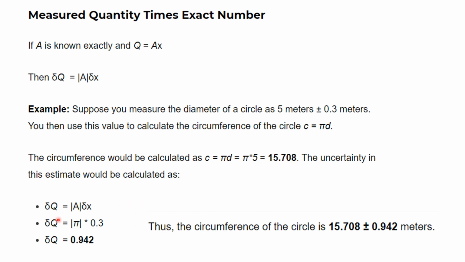But the uncertainty would be the absolute value of A, which is pi, times the uncertainty, which is 0.3. I do that calculation, I get 0.942. So the circumference of this circle would be 15.708 plus or minus 0.942 meters.